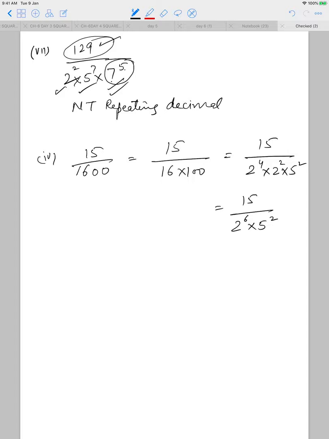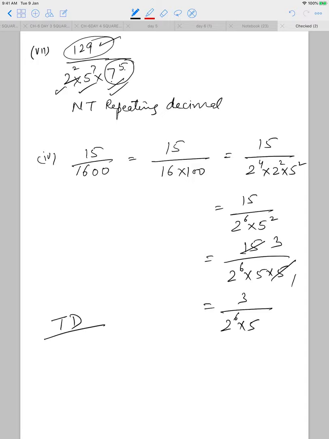So it will be a terminating decimal. But yes, it is not in the lowest form. So let's first convert it into its lowest form. Even if you don't do it, it won't make much difference in this case. As far as 2s and 5s are there, we don't have to cancel them out. Whether we cancel or we don't cancel, it will not make any difference. So it is 3 upon 2 raised to the power 6 into 5. So can I say it will be a terminating decimal? Yes, it will be a terminating decimal.